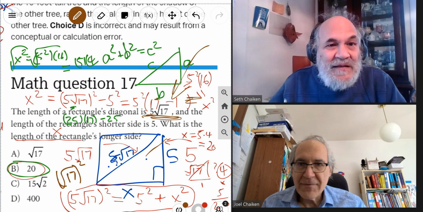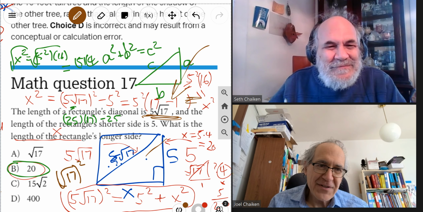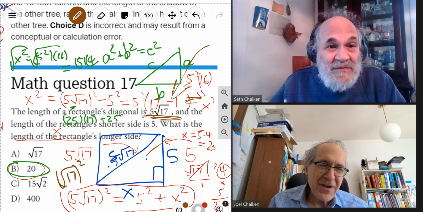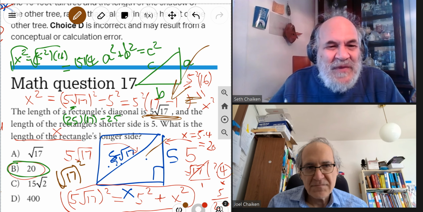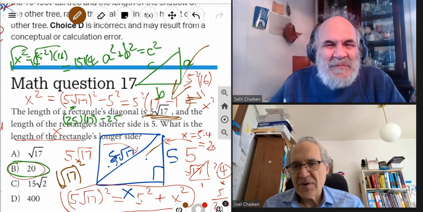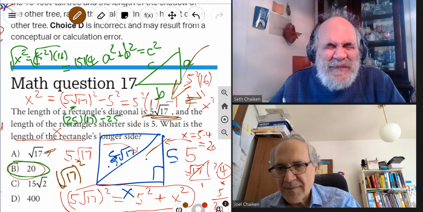Okay. What are your thoughts, Seth? Just thinking that they might give an alternative. Suppose instead of 7 square root of 17, they have the square root of 13. Then the answer would be 5 times some square root number. Right, it would be not a perfect square, not an integer. It would be more like that.